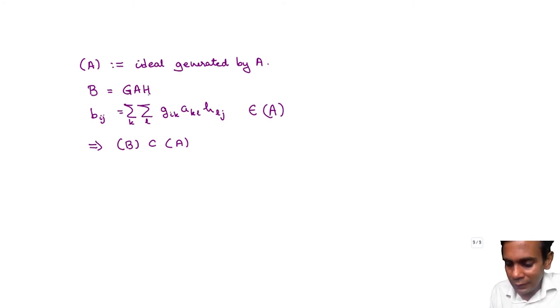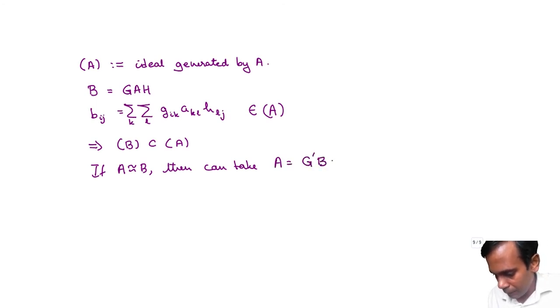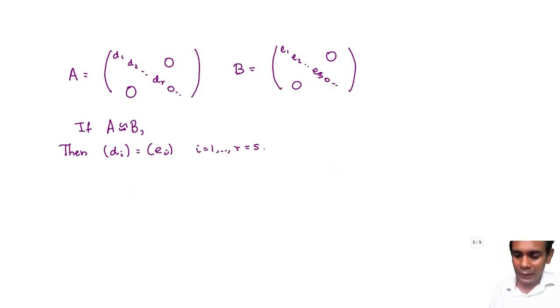Now, if A and B are actually equivalent, then these matrices G and H are invertible. So then we can write A in the form G prime B H prime for some matrices G prime and H prime, maybe the inverses of G and H. And so we get that the ideal generated by A would be contained in the ideal generated by B. Putting these together, we get that the ideal generated by the entries of A is equal to the ideal generated by the entries of B. Now let's go back and look at these two matrices in Smith canonical form. Clearly, the ideal generated by the entries of A is the ideal generated by D1, D2, D3 and so on.